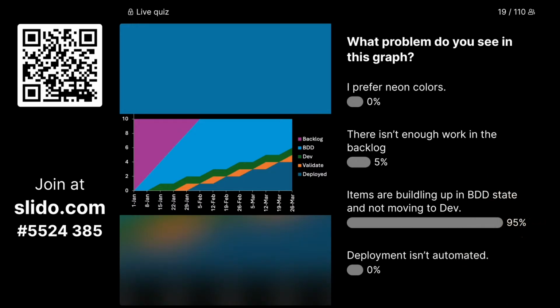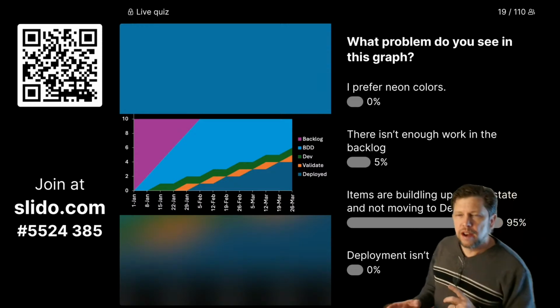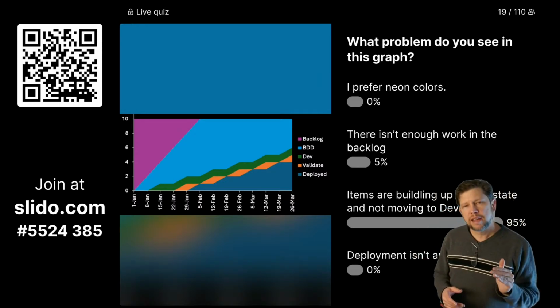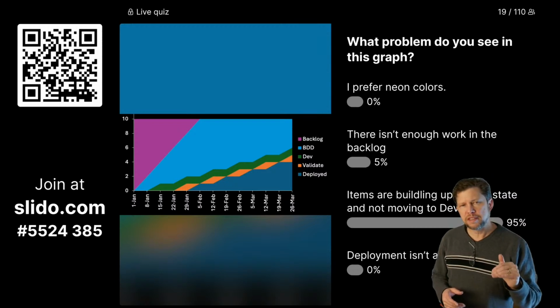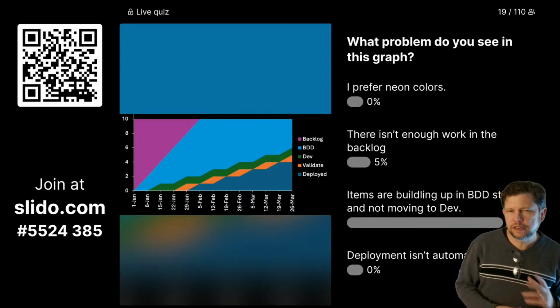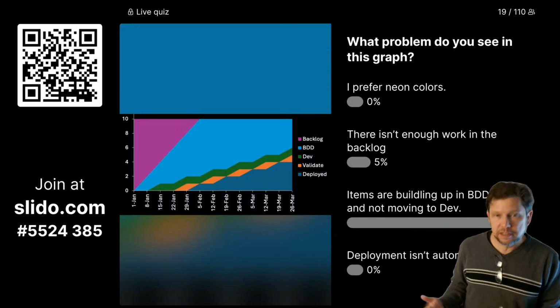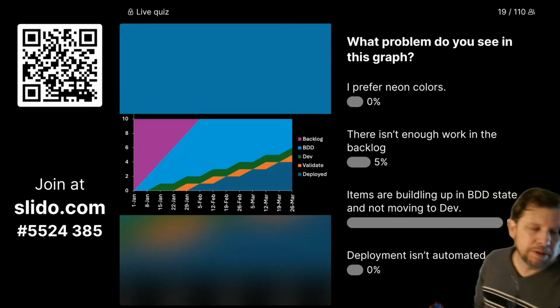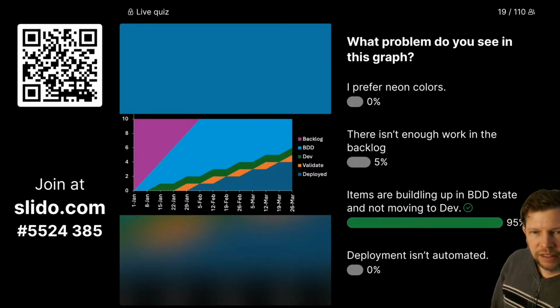Okay, yeah, so items are building up in the BDD state and not moving on to dev. As for not enough work in the backlog, if we look at the backlog, we don't see any place where we're running out of work. So that purple represented by the backlog isn't impeding us, at least yet. Now, if we fix these other things, maybe we'll get to a point where that will become an issue, but right now it's not.